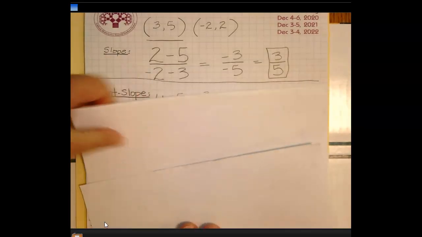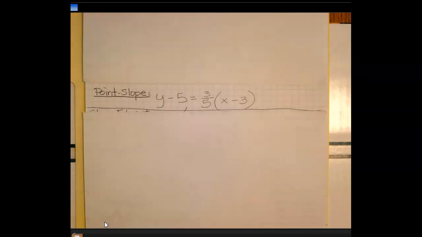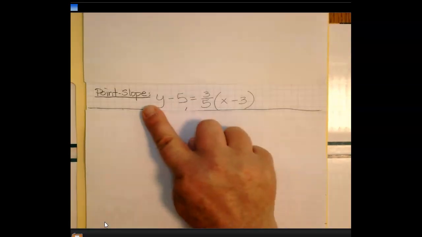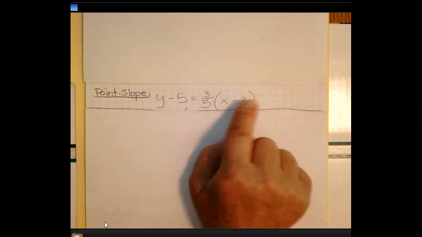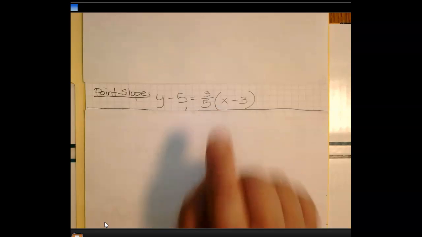Moving on to the easiest part, we picked a point. You can see that I picked (3, 5). I'm just showing you how I am plugging in the y value near the y, the x value near the x, and here's my slope.